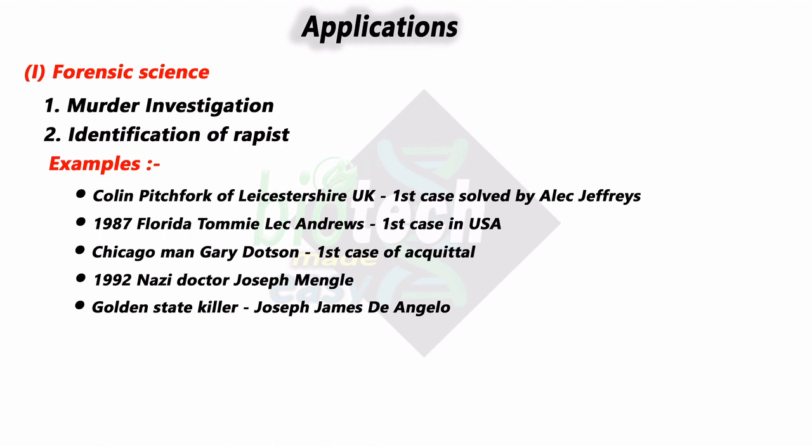Then there is the Golden State Killer case, which hit the headlines. There was a long investigation, and at last it was solved in 2018. And this serial killer and rapist named D'Angelo was convicted ultimately, and again thanks to DNA fingerprinting.